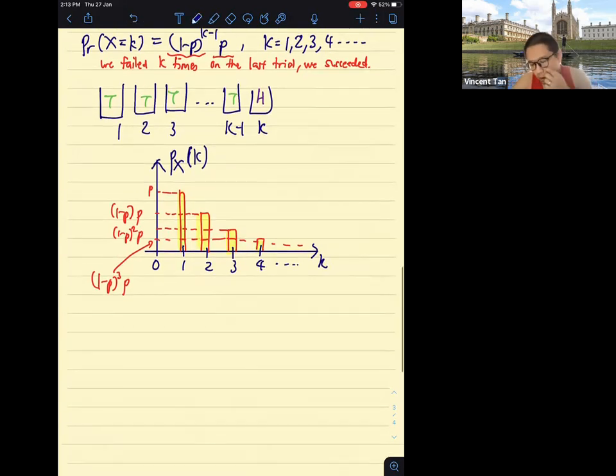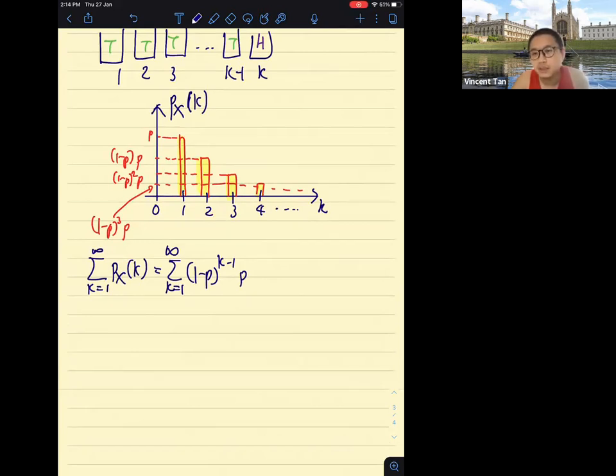Okay, now we need to check something: that the probability mass function is non-negative and it sums to one. So we have to have that this is equal to one. Let's check that. This is the sum over k running from one to infinity of (1 minus p) to the power k minus 1, times p. We can actually do this in closed form. The p is constant, so it can be brought outside. So we have p times the sum over k from 1 to infinity of (1 minus p) to the k minus 1.